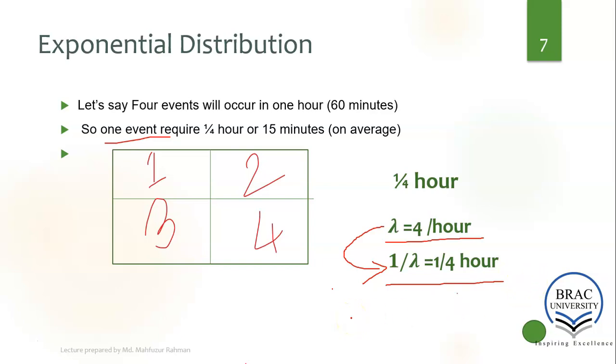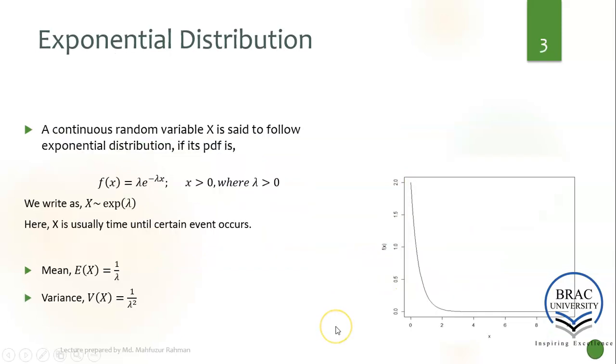That's how you can distinguish very easily: this lambda works similarly for both Poisson and exponential, but when we use it for the exponential distribution, the average value becomes 1 by lambda. Now let's find out a problem.